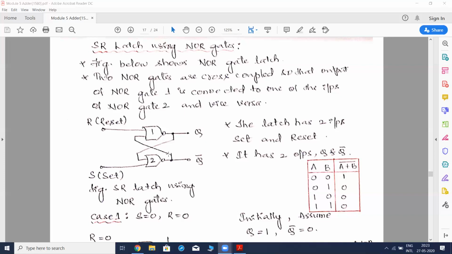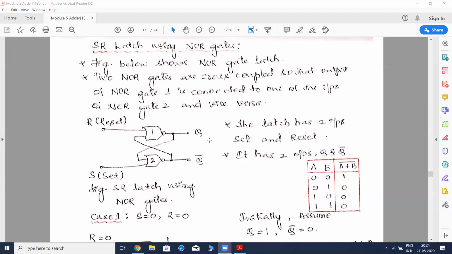It consists of two NOR gates which are cross coupled. I have already explained the meaning of cross coupled. Generally a latch will have two inputs. Here, since it is an SR latch, it has two inputs called set and reset. And we have two outputs for a latch, which are represented as Q and Q bar.